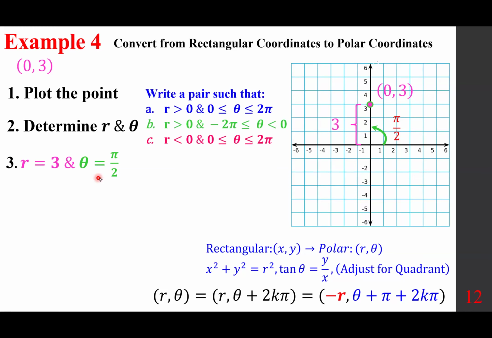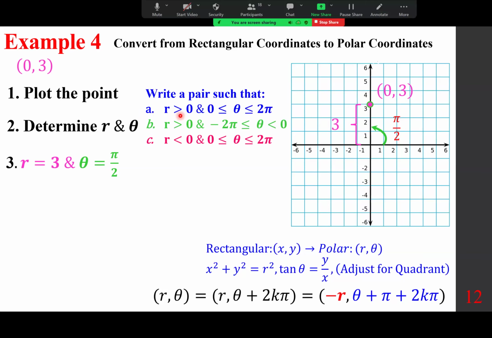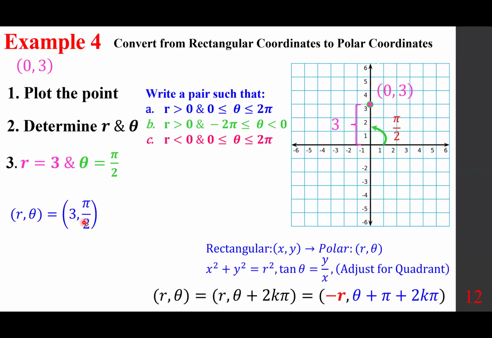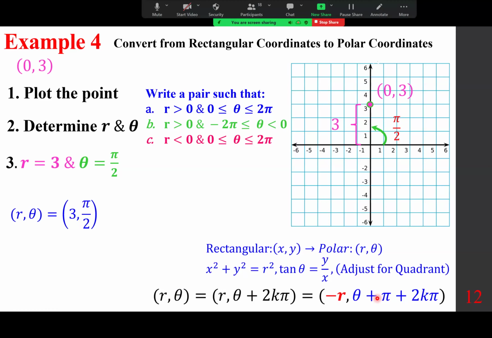Now we want to write them in different manners. Let's start with the first one. It says r must be positive and theta must be in the first revolution from 0 to 2 pi. So r comma theta simply becomes 3 and pi over 2. That's all, so we are done. If the question was just to plot the points and change it to polar coordinates, this is the easiest way to represent that. You're done. Finished. But there are infinitely many different ways of representing a point with polar coordinates.